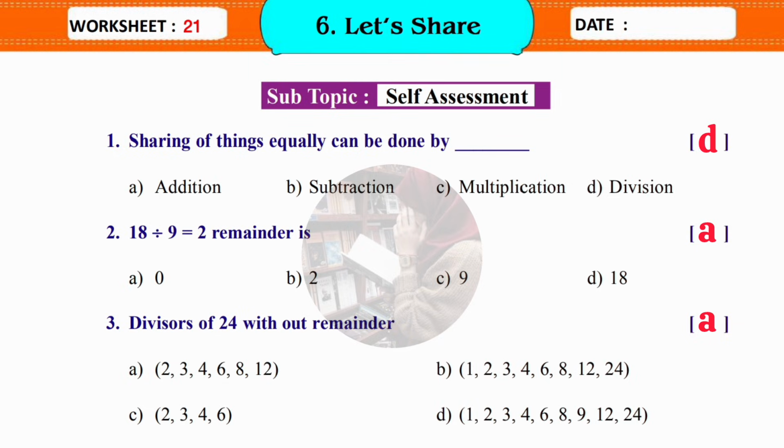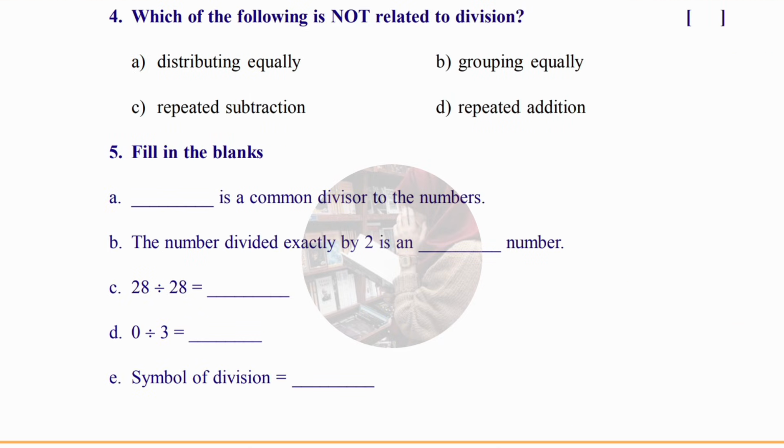Understood? Let's move on to the next one, which is question number 4. Which of the following is not related to division? A. Distributing equally, B. Grouping equally, C. Repeated subtraction, D. Repeated addition. So from all these 4, option D is not related to division, which is repeated addition. So this is the wrong one. That's why write down D as the correct answer.